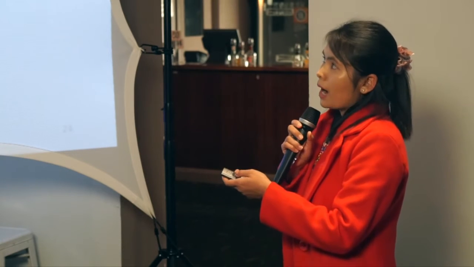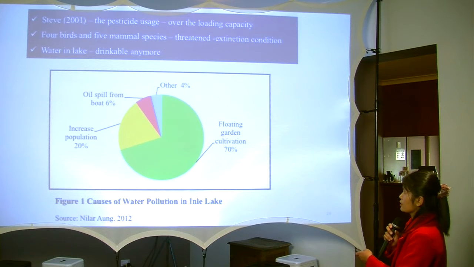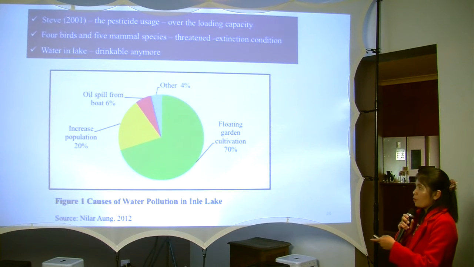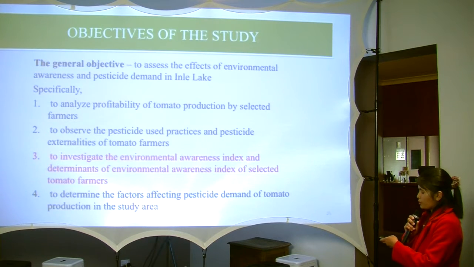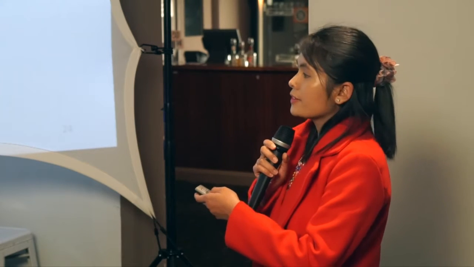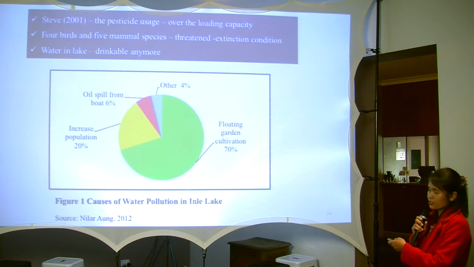And the next one is that 4 bird and 5 mammal species are threatened with extinction. Moreover, the water in the lake is not drinkable anymore because of the water pollution. According to NILA 2012, the main cause of water pollution is floating garden cultivation.